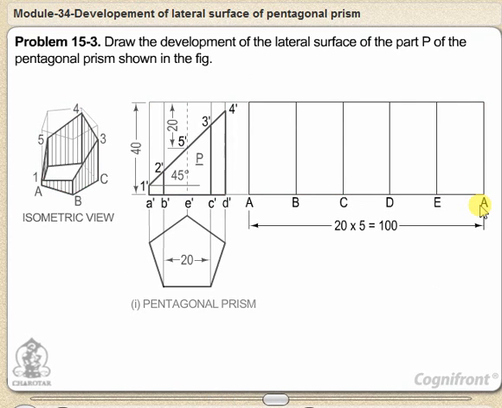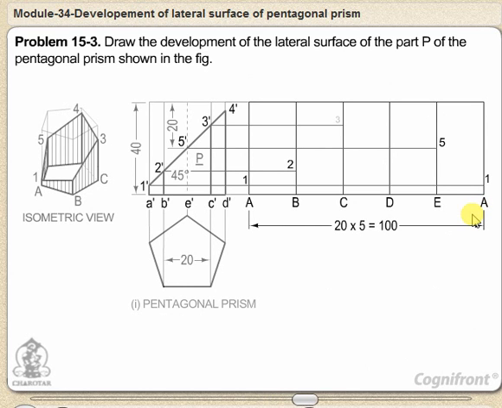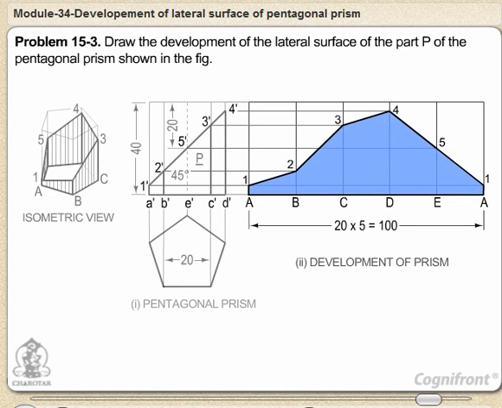Draw horizontal lines through points 1', 2', etc. to cut the lines for the corresponding edges in the development at points 1, 2, etc. Draw lines joining these points and complete the development as shown.